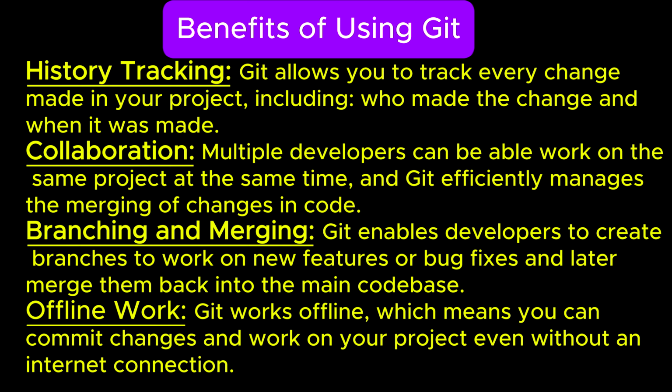Offline work: Git works offline, which means you can commit changes and work on your project even without an internet connection. It means you can keep working and just add your files to the cache, and after committing you can stage your files. Later on, when the internet is back, you can push your changes to GitHub.